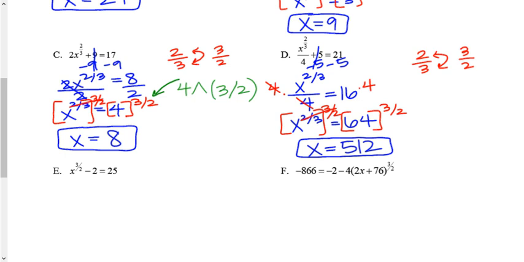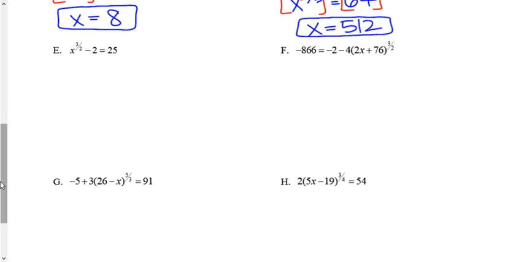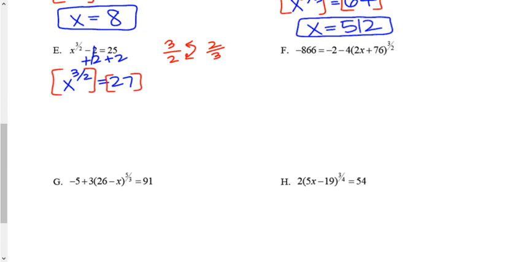All right, E. I'm going to first add 2 to both sides. I get x to the power of 3 over 2 equals 27. And then I'm going to look at the power that I have right now, which is 3 over 2, flip it upside down to make 2/3, and take both sides of my equation to the power of 2 over 3. And I'm not using brackets for any specific reason. I just like the way they look better than parentheses. You can use parentheses or brackets here. I just like being kind of fancy.